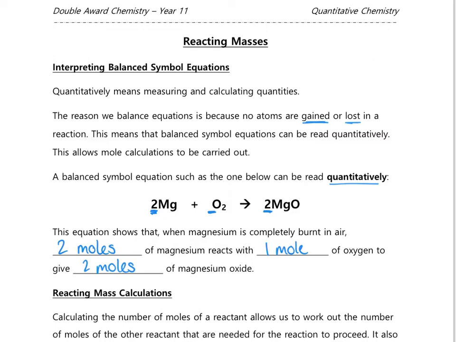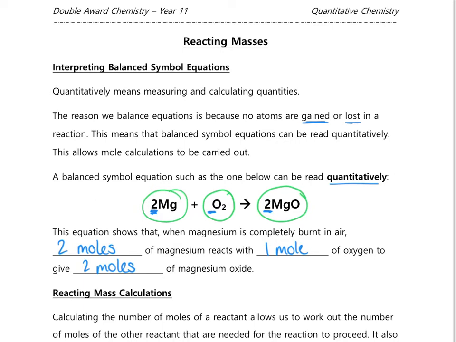And what is really useful about this is that if we know the number of moles of one of our reactants or products, then we can work out the number of moles of any of the other reactants or products in an equation. So for example, if I was given the number of moles of magnesium in this reaction, I could work out how many moles of oxygen I needed to react with that number of moles of magnesium. And I could work out how many moles of magnesium oxide would be produced from that reaction.